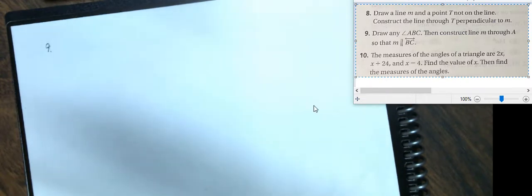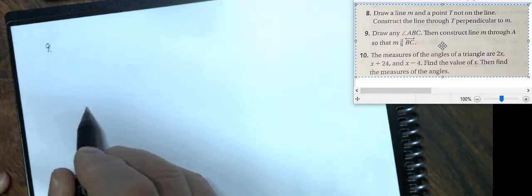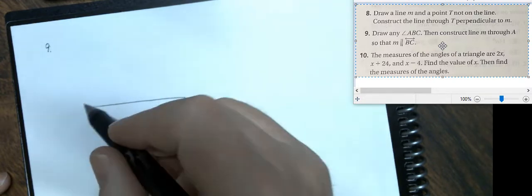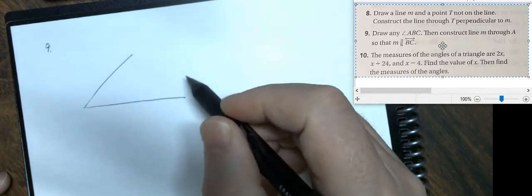Now the next question is asking us to draw any angle ABC, then construct a line M through A so that M is parallel to that BC line. Alright, so this is how we can do this. We're going to draw a line from here to here, but we have to construct a line M through A so that M is parallel to BC. So we know we're going to have a parallel line.